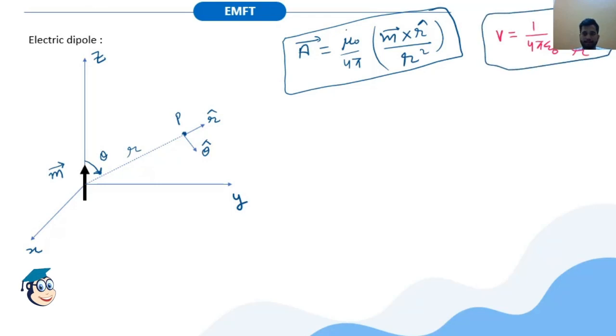So this is how we can directly write the magnetic vector potential by analogy with the case of the electric dipole moment. Now the second part: in the electric dipole case we calculated the electric field by using the formula of the electric scalar potential, and we knew the relation between those two quantities: the electric field is given by the negative gradient of the scalar potential, the electric potential.